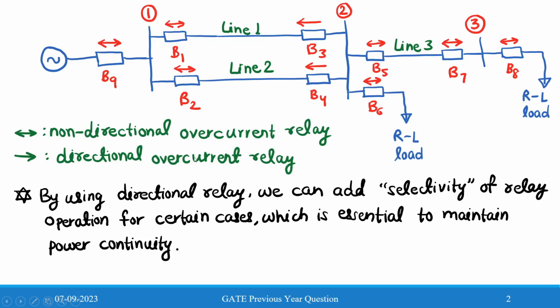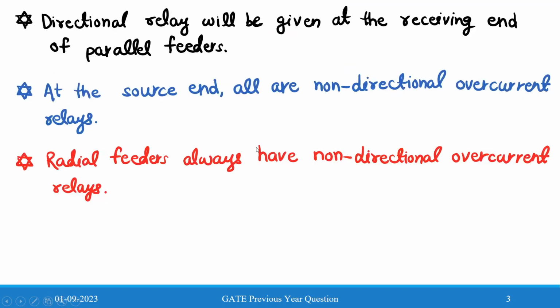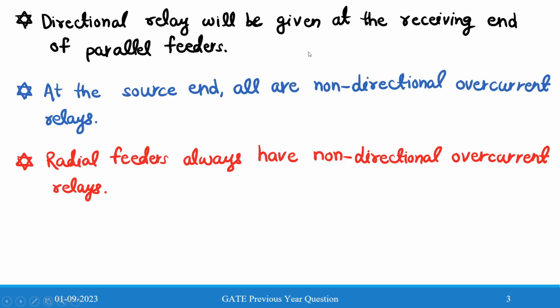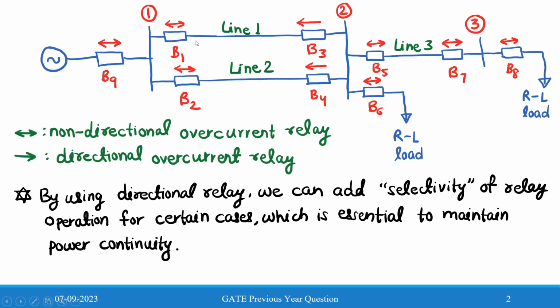Now I have noted down three important points to choose the directional relay and non-directional relay in the circuit. The first point is that a directional relay will be given at the receiving end of parallel feeders. We have these parallel feeders, line 1 and line 2, so the directional relays will be given at the receiving end. So R3 and R4 will be the directional relays.